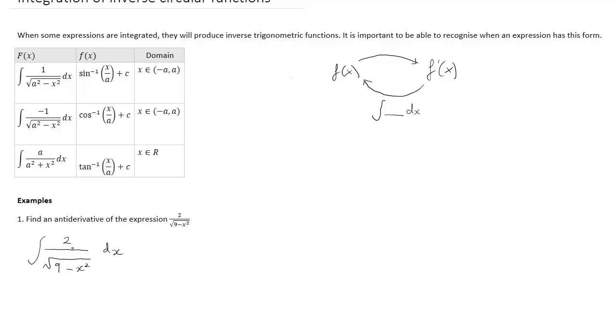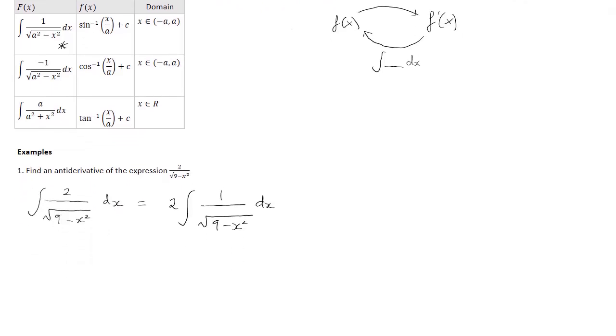Now I can see that this looks sort of like this form here, except obviously there are differences. There is a 2 at the top. So the first step I can take is to remove that 2, put it outside of the integral, and just leave it as 1 over the square root of 9 take away x squared dx. There we go. Now that's looking a little bit more like the very first expression up there. And so we can see that a squared is 9.